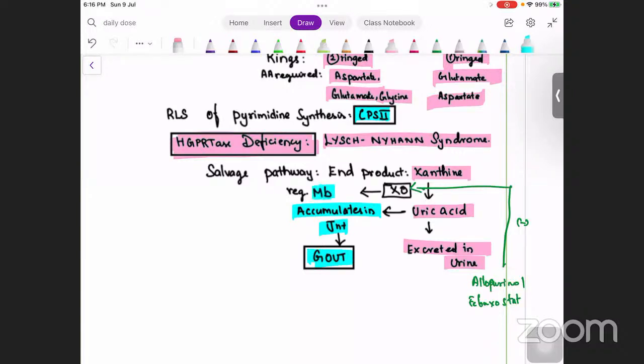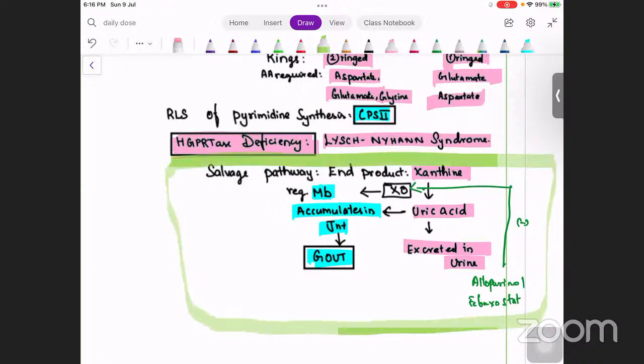Whatever we have written in this entire square is a 7-star rated topic nowadays, because one year back in FMGE, they asked 3 questions within this box itself.